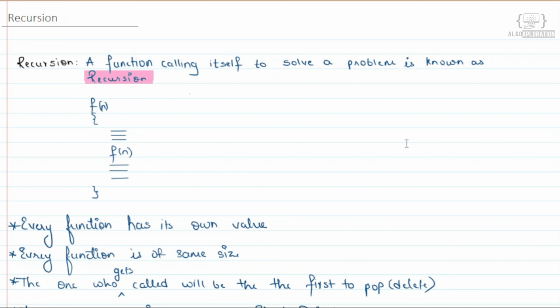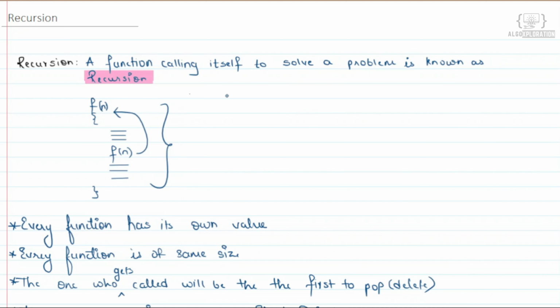My name is Samir and today we are going to learn the important topic, that is recursion. Now what actually does recursion mean? By definition, it means a function calling itself to solve a problem. This is the syntax, that is a function calling itself.